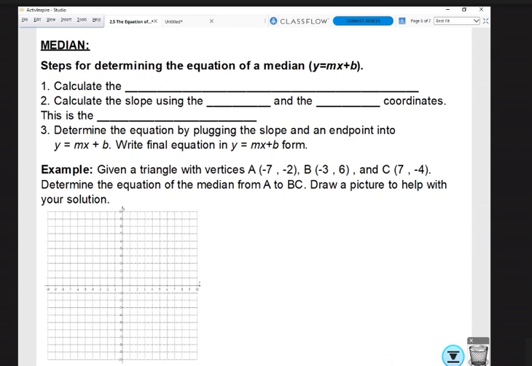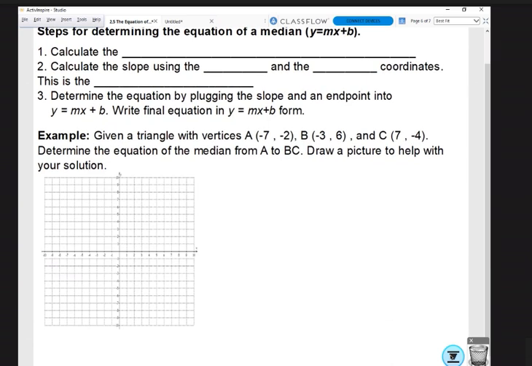Folks, the median. Let's go ahead and read this thing and see what it looks like. It says, given a triangle with vertices A, B, and C, here they are, determine the equation of the median, and they're very specific here. They say from A to BC. That is very important. You know, perpendicular bisector, it's from one line segment.